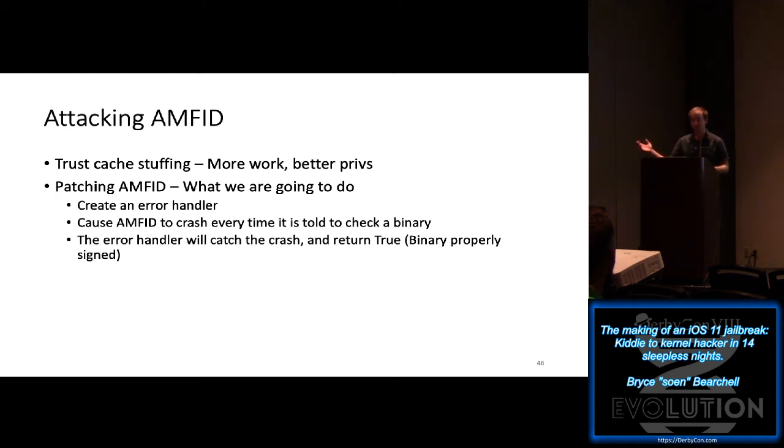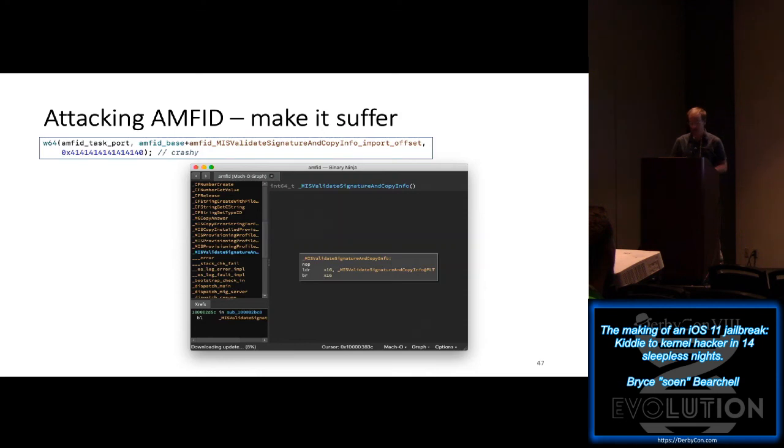So you have a commonly run process, the hash is already there. Or we can patch it and create a custom error handler to catch any errors when it dies, and then we put in a bug. So it crashes every single time it tries to run a binary. And so this is what I went with.